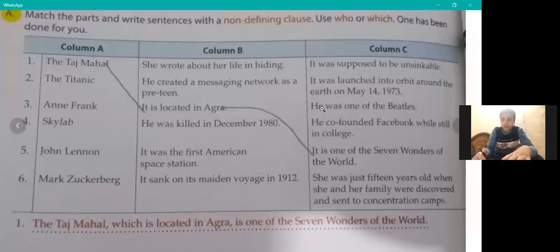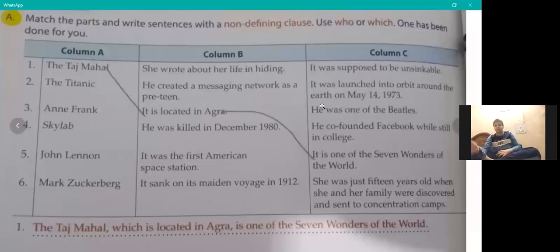Anne Frank was killed. Who was killed in December 1980? Anne Frank was killed.